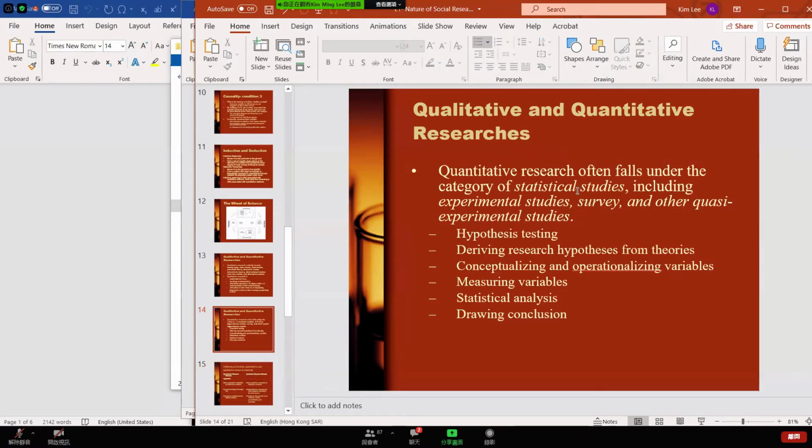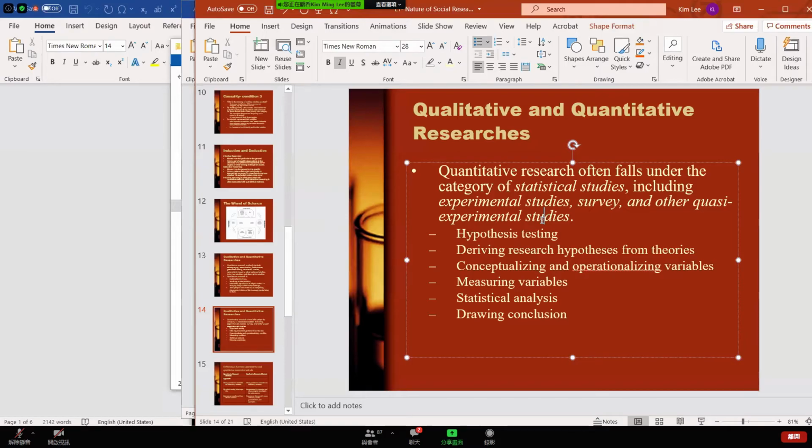Quantitative research often falls under the category of statistical study. That means you need to use statistics to do your quantitative research, including experimental study, survey, and other quasi experimental study. For BAM students, when you evaluate some policy, in this case, that is some quasi experimental study. That means you use official statistics or the statistics gathered from those research programs, like the CSSA program, to do some statistical analysis for it. So that means it always involves statistics.